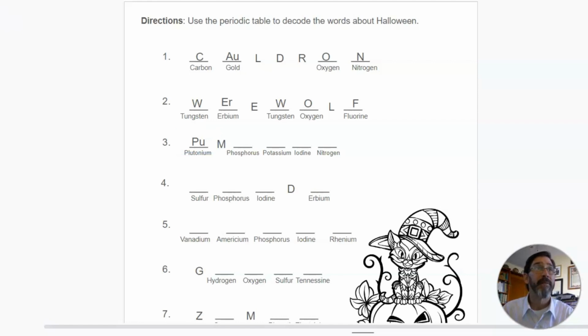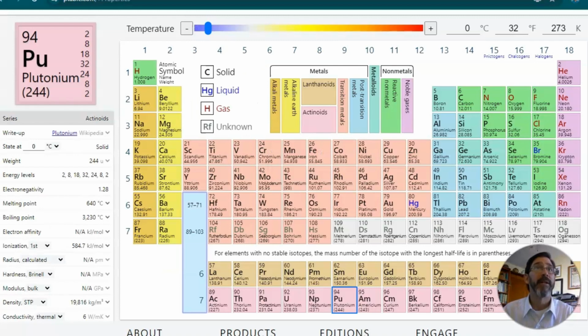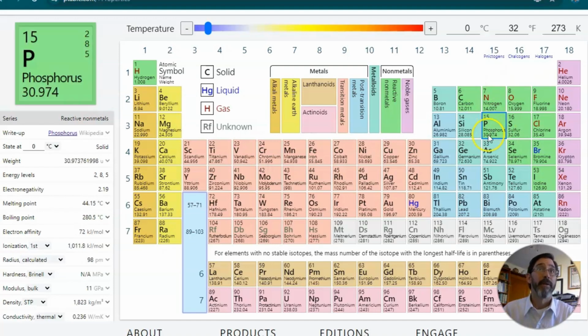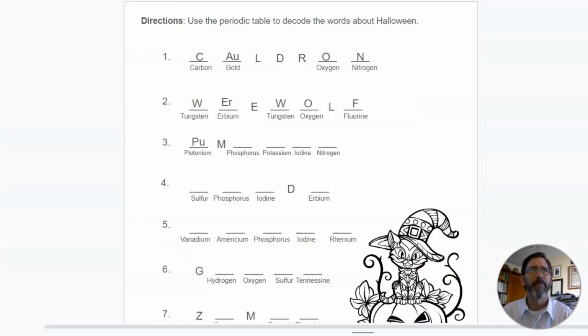Next up, phosphorus. Phosphorus can be found in the reactive nonmetals. Number 15, phosphorus is a capital letter P. Place a capital letter P above phosphorus.